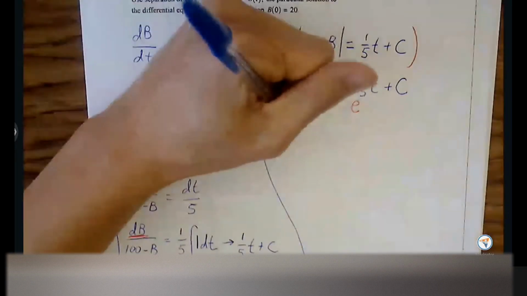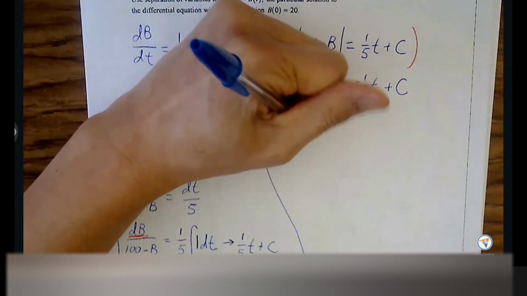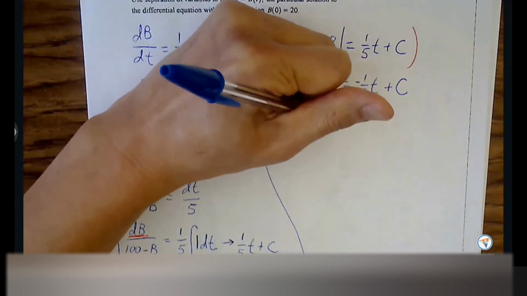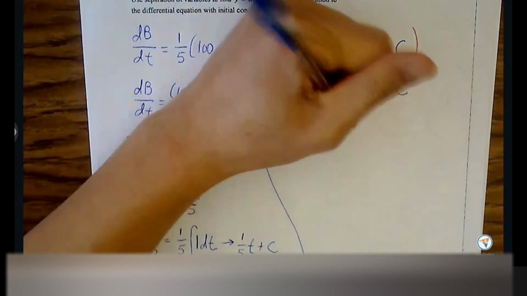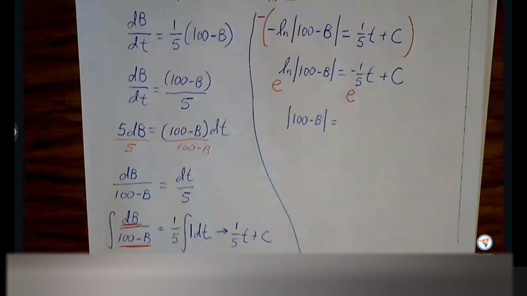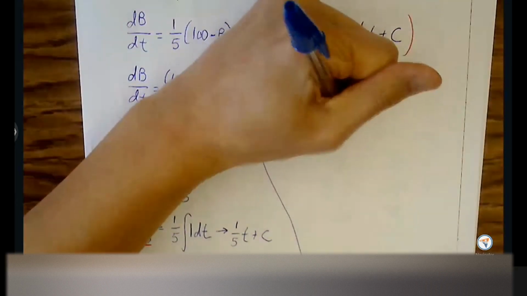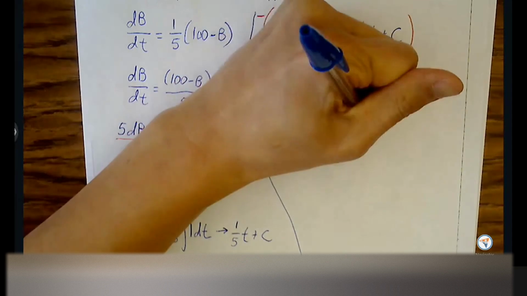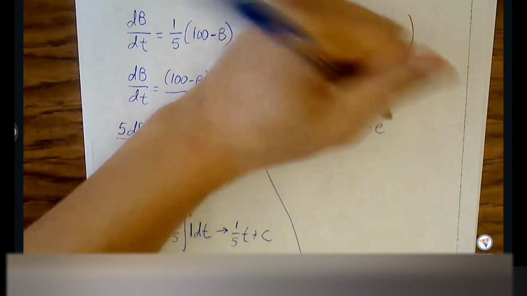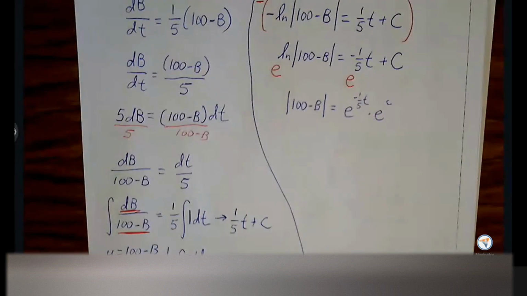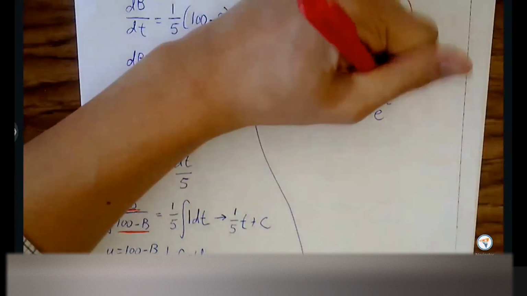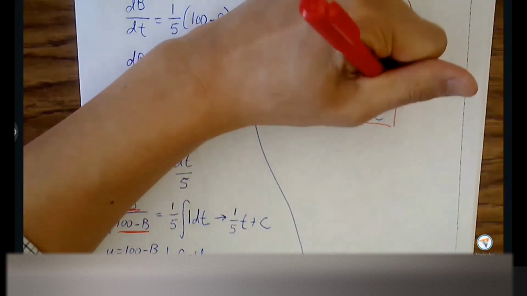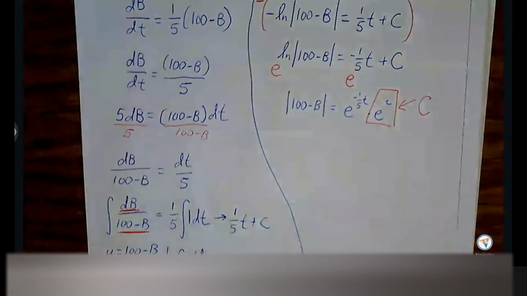Okay, left side cleans up. Absolute value of 100 minus b. Right side, clean that up. e to the c, we know can be replaced with a big C.